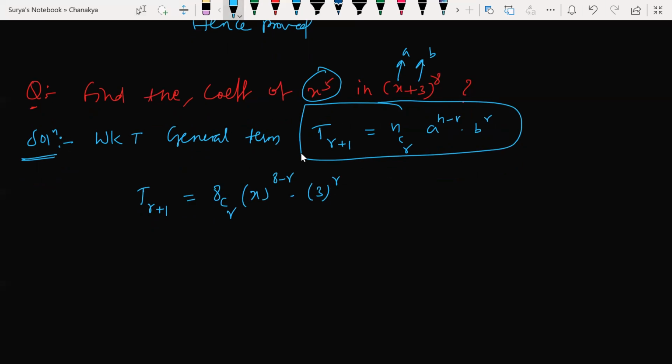So now look here, I'll be comparing this thing here. So what is the coefficient? What is x to the power of r here? Look at this here. I need the coefficient of x to the power of 5, right? So let's talk about only the x. What is the power of this one? 5. What is the power of this one? 8 minus r. Comparing the powers of x.